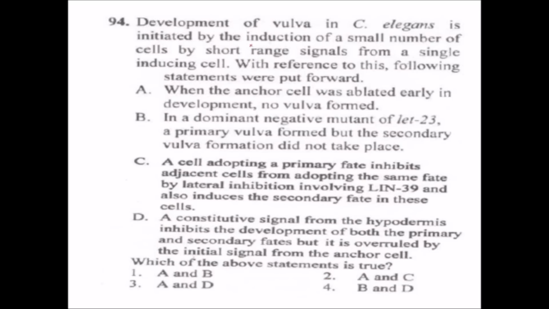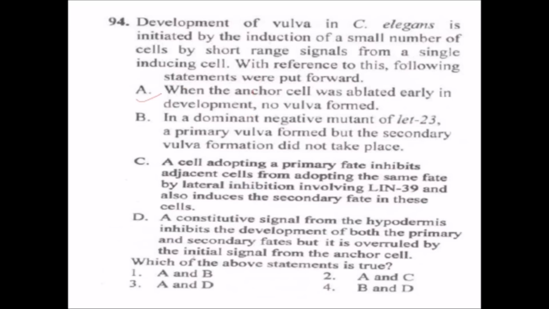Next question is, development of vulva in C. elegans is induced by a small number of cells by short range signal from the signal inducing cells. Which of the following statements is put forward? Actually, vulva formation in C. elegans is controlled by the anchor cells. If the anchor cell activity is stopped, then there will be no formation of the vulva. So the statement, when the anchor cells are ablated early in the development, no vulva will be formed, is true.